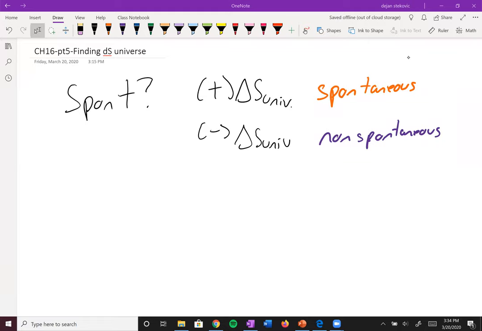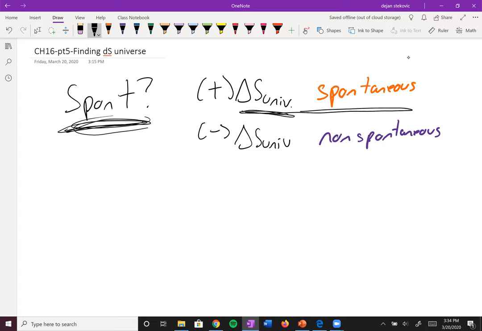All right, so last time we answered the question of whether a reaction was going to be spontaneous or not. Basically, what we said is that the entropy of the universe is always increasing for a spontaneous reaction. So if the entropy of the universe increases, it's spontaneous. If it does not, it is non-spontaneous, right? So a positive value is spontaneous, a negative value is non-spontaneous.